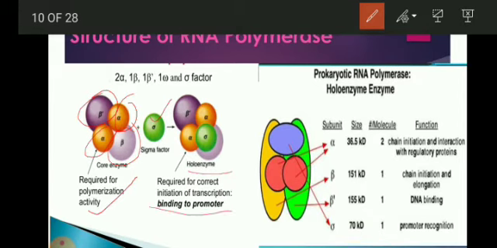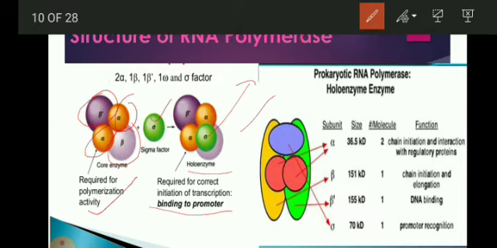So it means it is required for binding to the promoter. When it binds with the promoters and the sigma gets off again, these four subunits are required for further elongation and polymerization. So that is about eukaryotic.